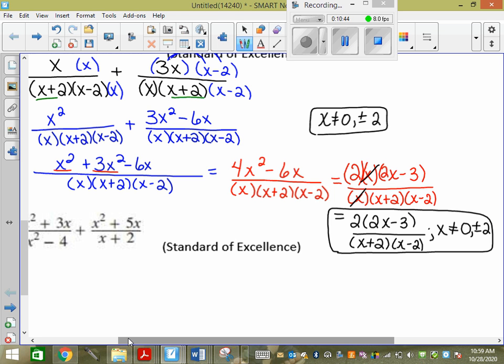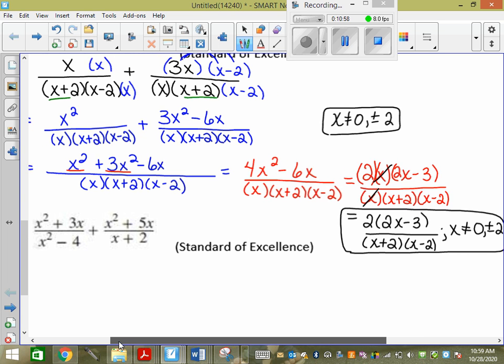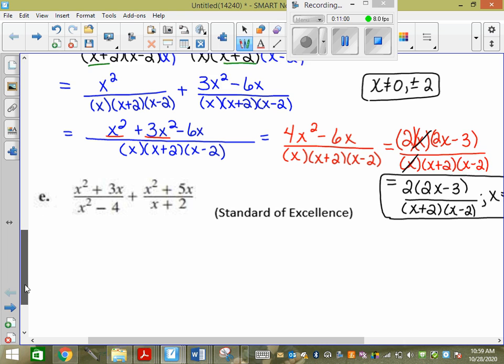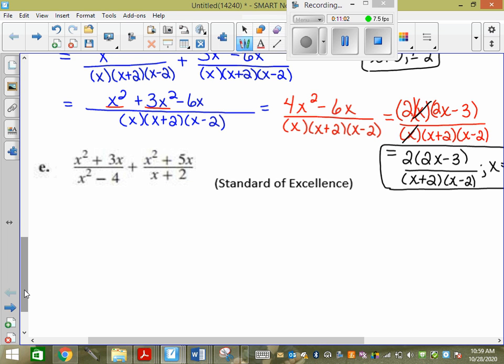The next one's a standard of excellence again. Why is it a standard of excellence? It's hard because I have to do what first? I have to take a difference of squares out before I make a common denominator, right? If you have a phone up, put it away. So, bottom left is a what? Difference of squares.